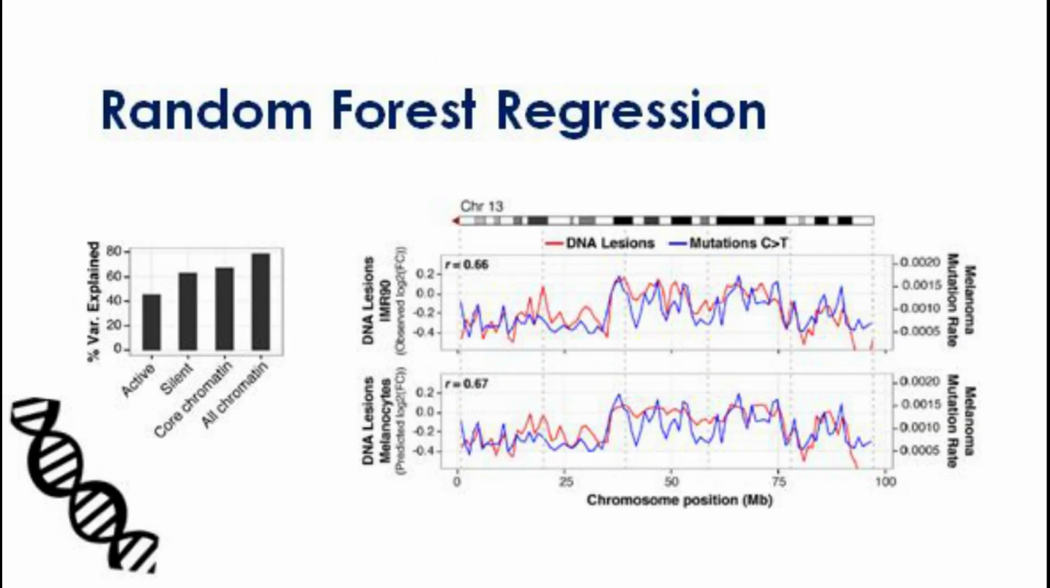Random forest regression. The first bar graph shows the 10-fold cross-validation. The graph reveals 79% of carcinogen susceptibility. The graph on the right was also obtained with random forest regression.